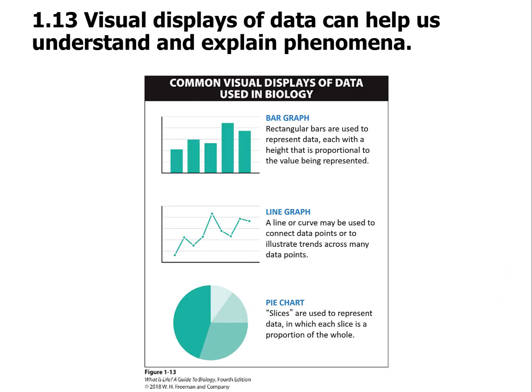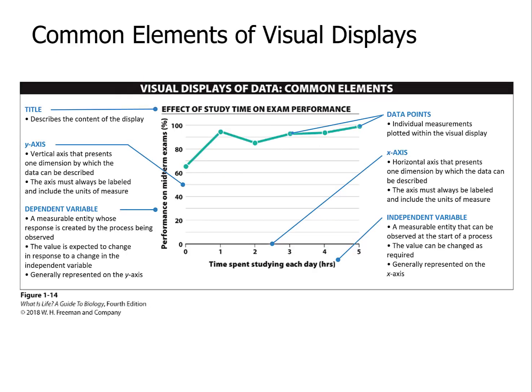We have ways to visualize data. This is sort of the fun part, but it also means we have to interpret it. We have bar graphs, line graphs, pie charts, and it really depends on how we want to display it. With a line graph, you can do a linear plot, or you can have a logarithmic plot, depending on how much the data is actually changing. But the common element is the title across the top. The y-axis is going up and down. That's the vertical axis, and the axis must be labeled to include the units of measurement. So in this case, it's the performance on midterms, so those are the grades.